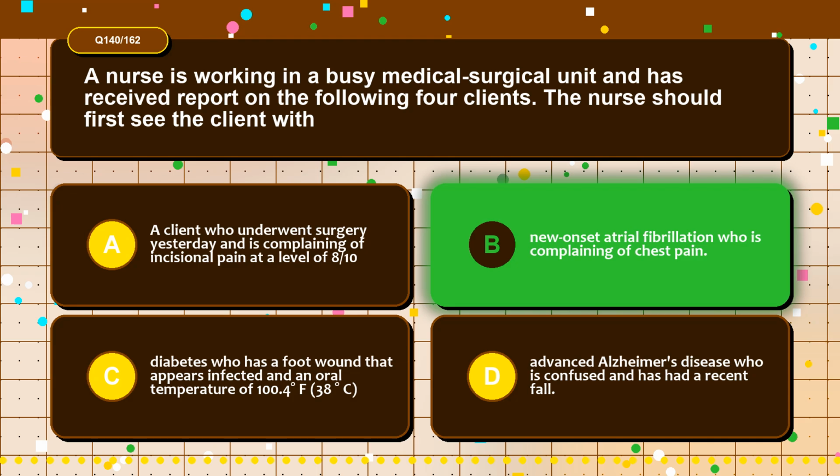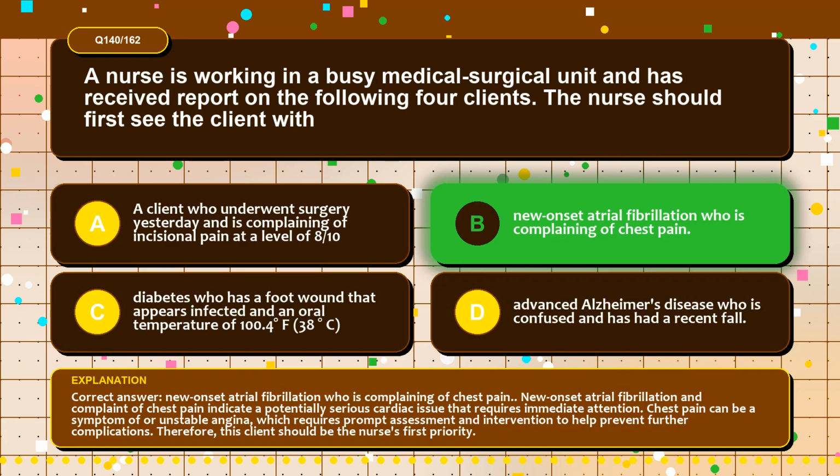The correct answer is option B. New-onset atrial fibrillation who is complaining of chest pain. New-onset atrial fibrillation and complaint of chest pain indicate a potentially serious cardiac issue that requires immediate attention. Chest pain can be a symptom of unstable angina, which requires prompt assessment and intervention to help prevent further complications. Therefore, this client should be the nurse's first priority.